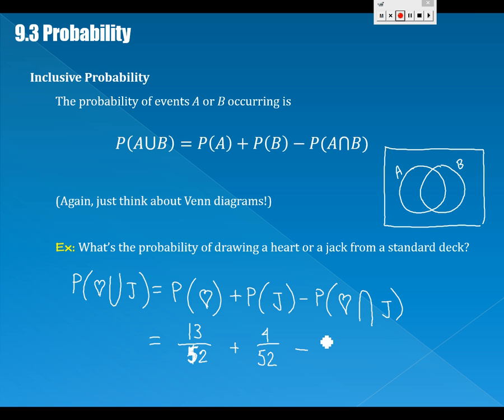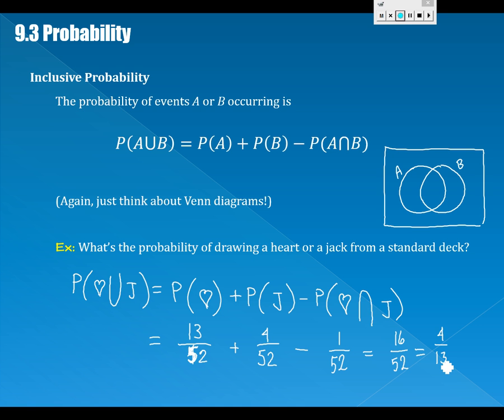Is it possible even that you could get a card that's both? Yeah. Of course, it has a name. It's the Jack of Hearts. So what does that add to? 16 out of 52? And we can reduce that, what is that, 4/13? Brilliant. Okay, so I hope you see why even in a simple example it makes sense.